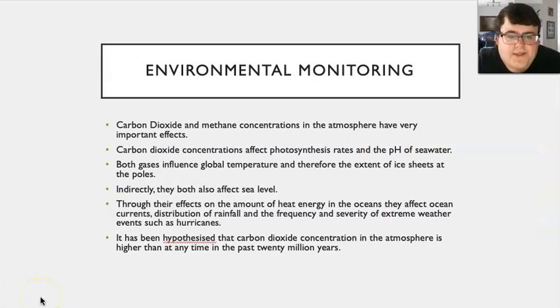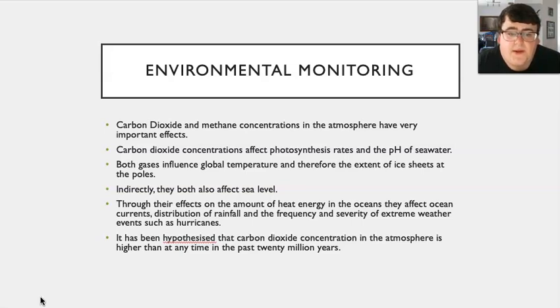Okay, last slide, environmental monitoring. Carbon dioxide and methane concentrations in the atmosphere have very important effects, so we need to be monitoring the levels in the environment constantly. The levels of carbon dioxide in the atmosphere will affect our photosynthesis rates, as well as the pH of seawater. If the pH of the seawater gets too extreme, our organisms will die. We lose a large portion of the ecosystem.